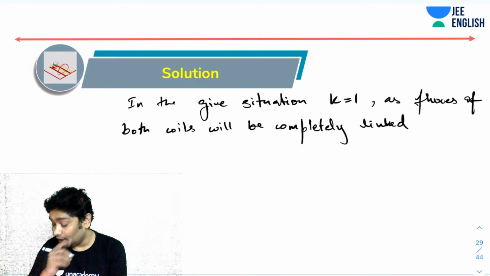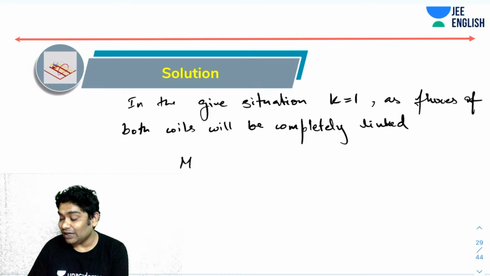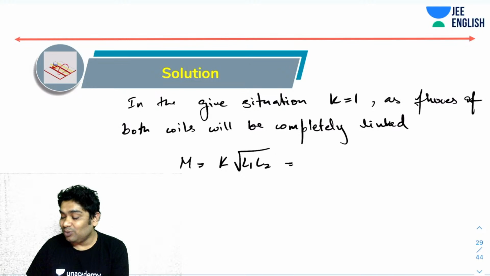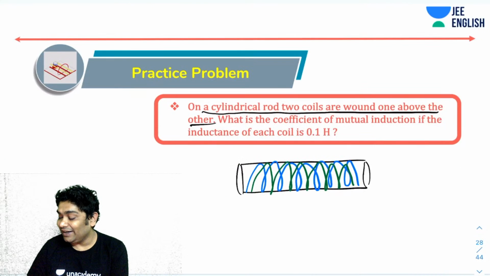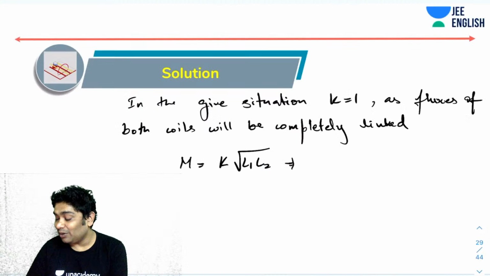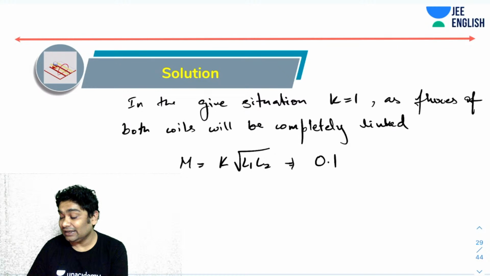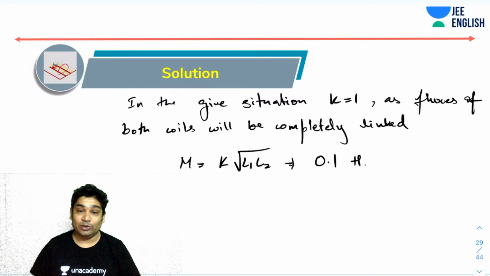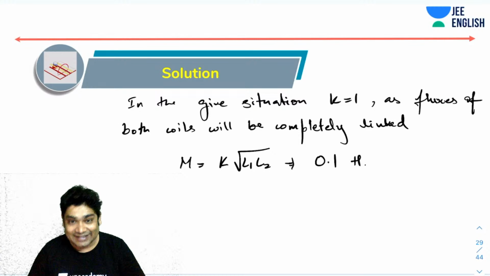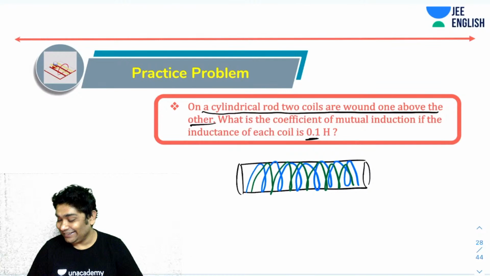Once I know K is 1, I immediately know M. What would that be? M equals K root L1 L2. So both L1 and L2 were 0.1 Henry only. So M would come out to be 0.1 H. That's it. That is how easily you can solve. Yes, absolutely, Suraj. Very well done.